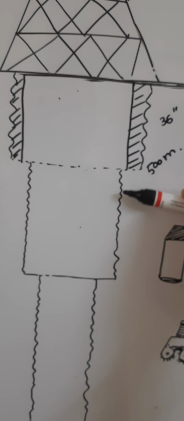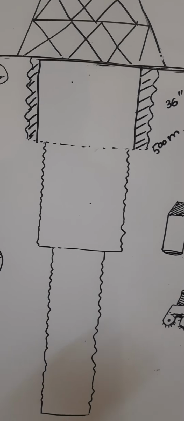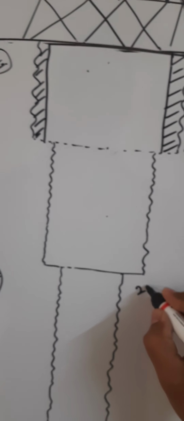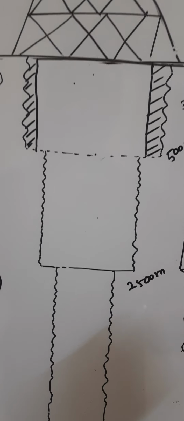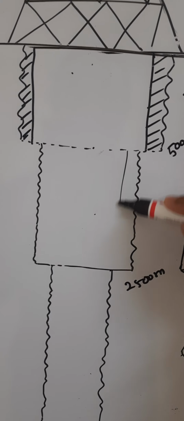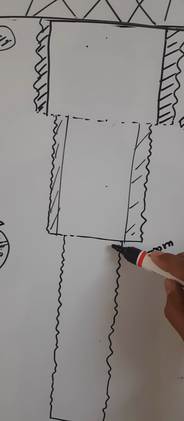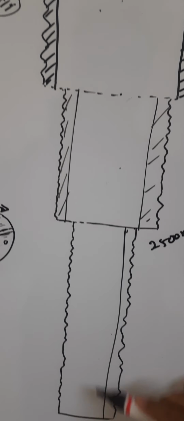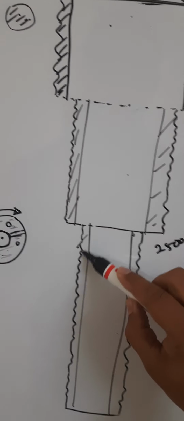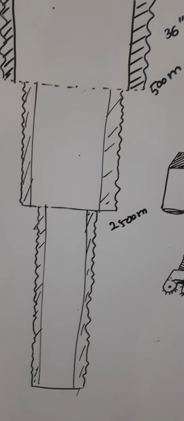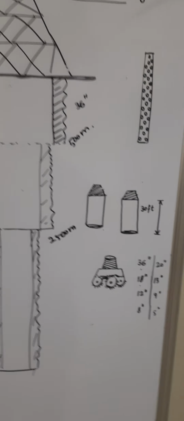Similarly, we will drill the next phase up to here. We will change to a bit of smaller size, keep adding pipe, and keep drilling up to this depth, say 2500 meters, and then we will again lower a casing and again cement it. In a similar way, we'll drill the third phase, lower the casing and cement it. So this is the complete drilling.